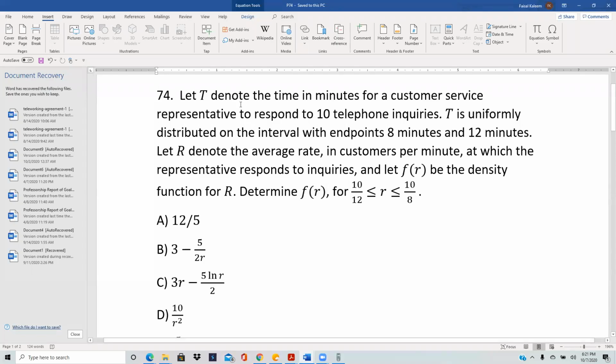Let T denote the time in minutes for a customer service representative to respond to 10 inquiries. T is uniformly distributed on the interval with endpoints 8 minutes and 12 minutes. Let R denote the average rate in customers per minute at which the representative responds to inquiries. Let FR be the density function for R, determine FR.